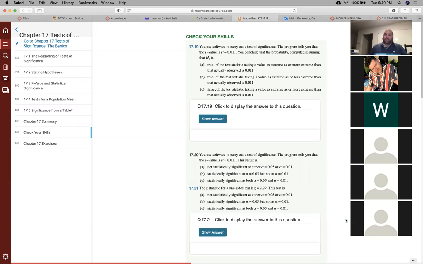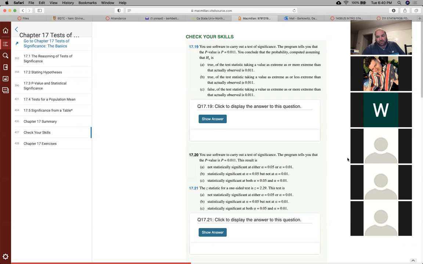Number 19. You use software to carry out a test of significance. The program tells you the p-value. And of course, if we have never covered p-values, just say, hey, we never learned that. So I'm more than happy to explain. But I think we did. So the program tells you that the p-value is p equals 0.011.